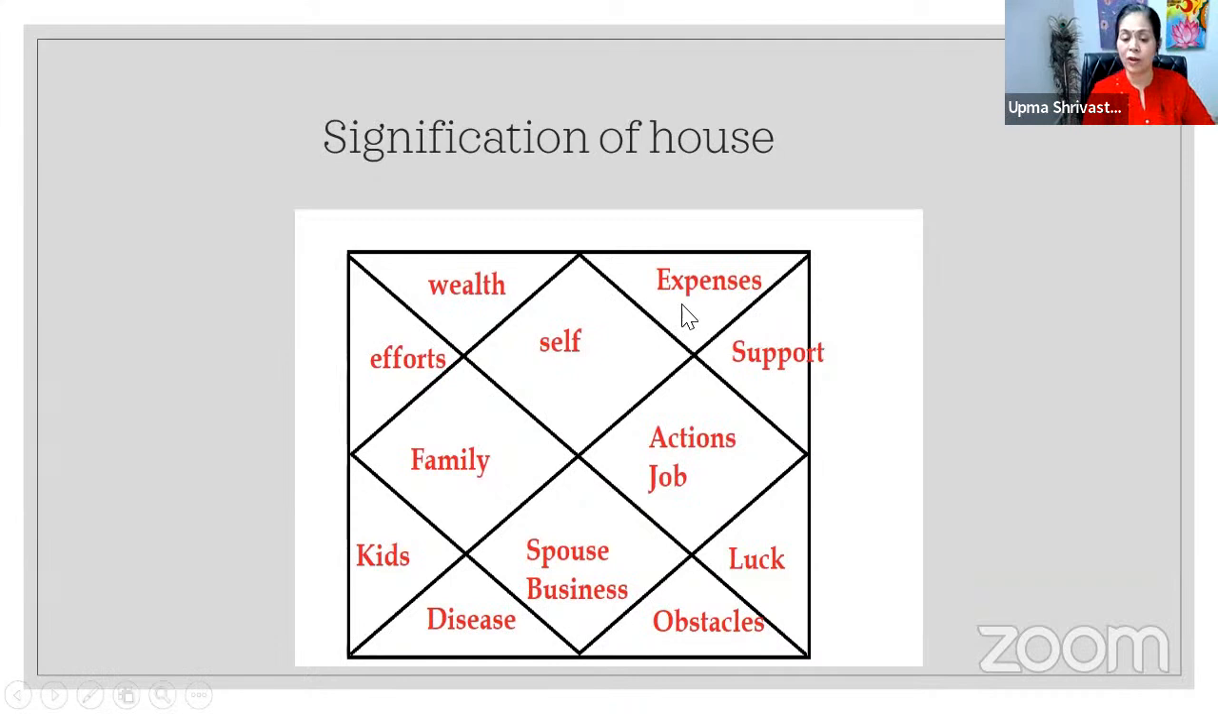Then comes the 12th house. It indicates expenses, how much you will spend in a day or a month. When you get disease, this house indicates hospitalization. So if the 6th and 12th are both activated at the same time, you will have to go to hospital, get hospitalized, and then you will recover your health.